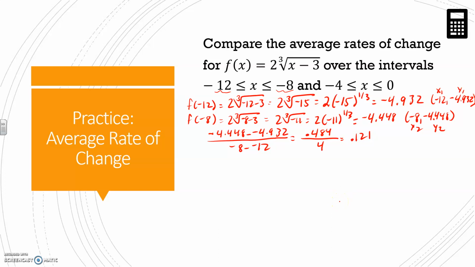Okay, so from negative 12 to negative 8, I'm far away from 0. I have a 0.121 average rate of change. And now for these values, I'm getting closer to 0. So I want you to pause and show your work for that.